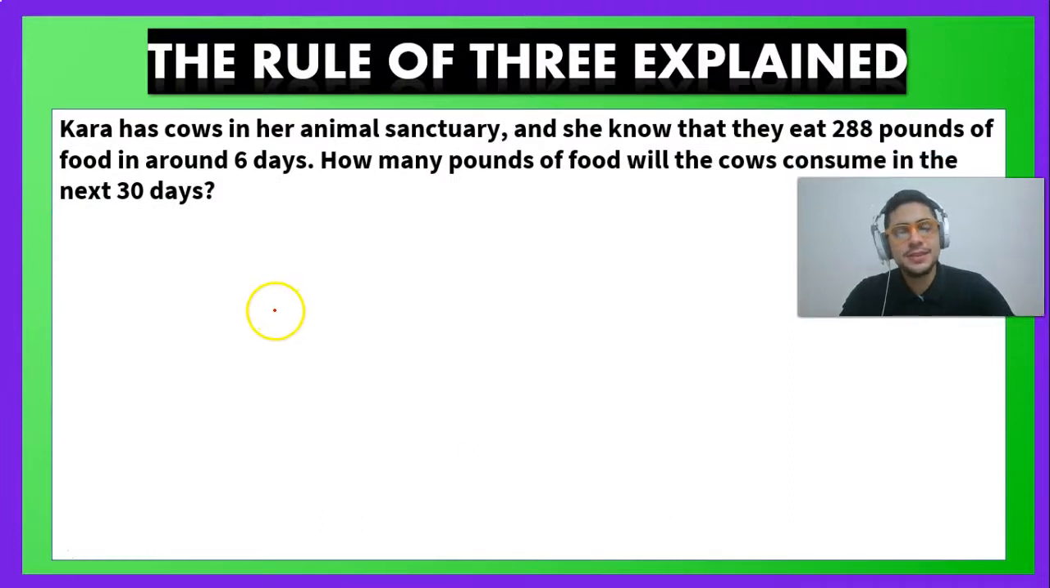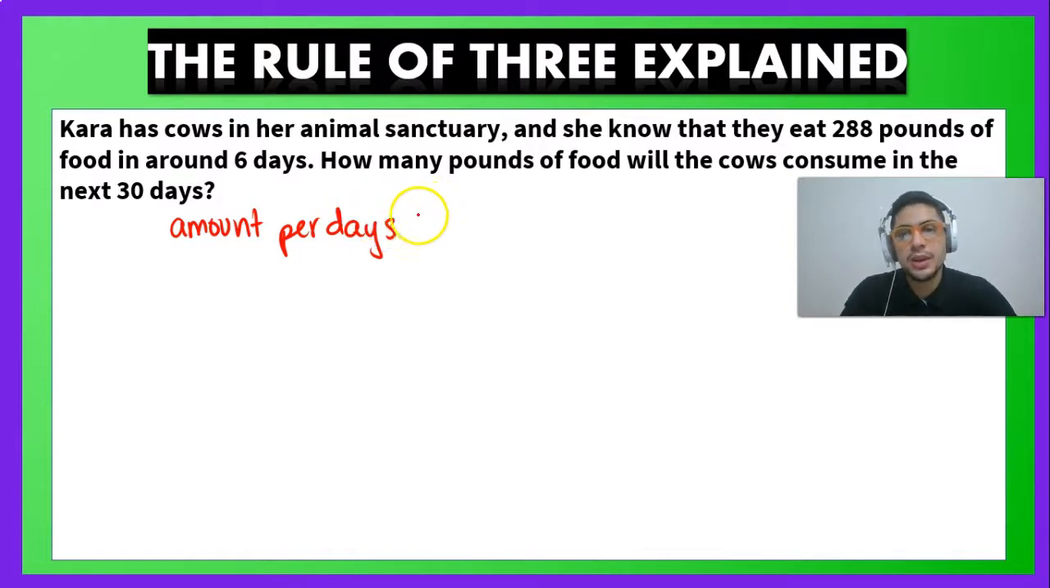The next problem says Kara has cows in her animal sanctuary, and she knows that they eat 288 pounds of food in around 6 days. How many pounds of food will the cows consume in the next 30 days? Okay, so again, we have an amount of food per days, and we can express that as a proportion, right? So we know that they eat 288 pounds in around 6 days. And now they're asking us, what is the amount of pounds of food that they are going to eat, so X, in the next 30 days?